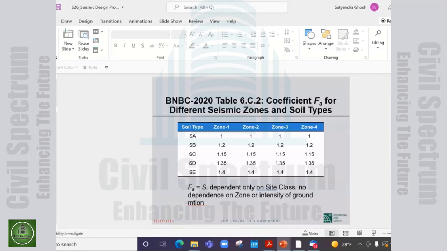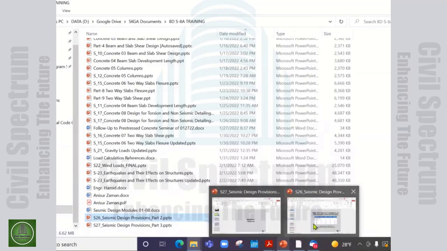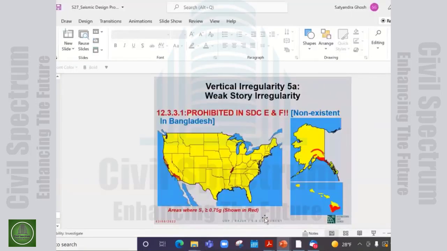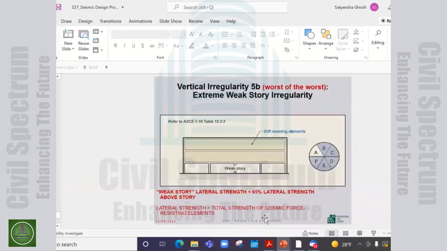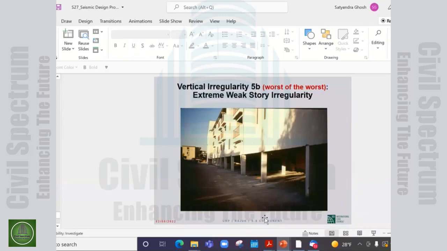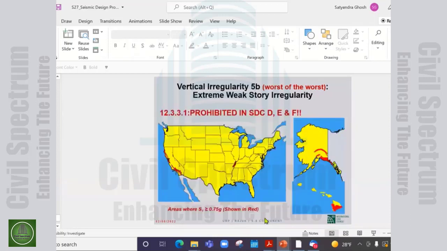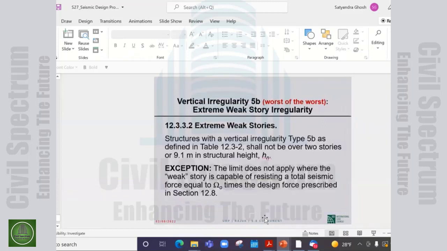Okay, so I think I kind of understand the question. So your question is about type 5B, when I say prohibited in D, E, and F. But I also said that it is really not prohibited. It is, you cannot go beyond 2 stories or 9.1 meters. That doesn't answer your question.